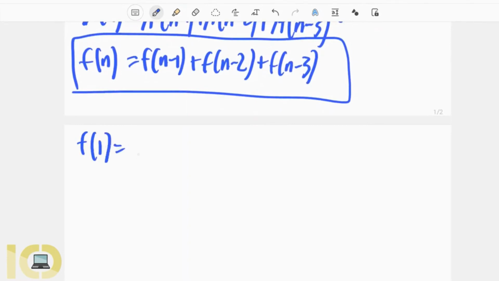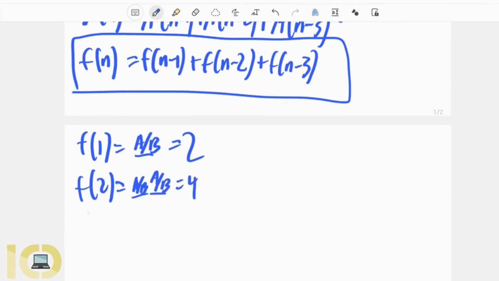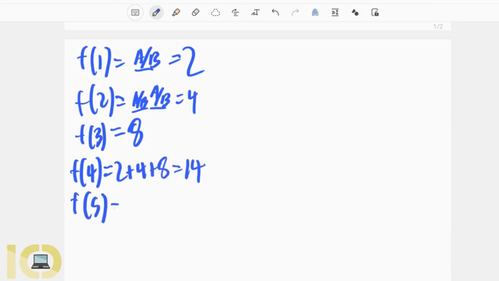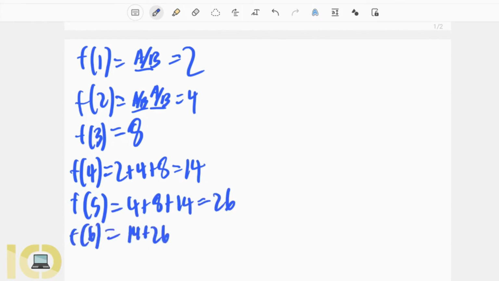So f of 1, there's only one case, A or B. This is equal to 2. F of 2, 4 cases, and f of 3 is equal to 8 cases. And now we can proceed with the recursion. f of 4 is 2 plus 4 plus 8, which is equal to 14. F of 5 is equal to 4 plus 8 plus 14, which is equal to 26. F of 6 is equal to 8 plus 14 plus 26, which is equal to 48.